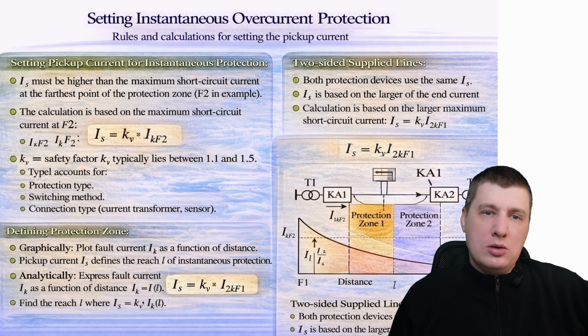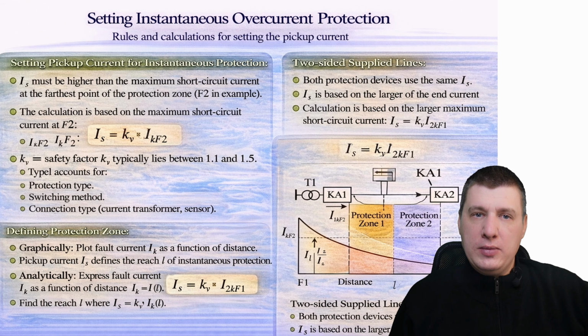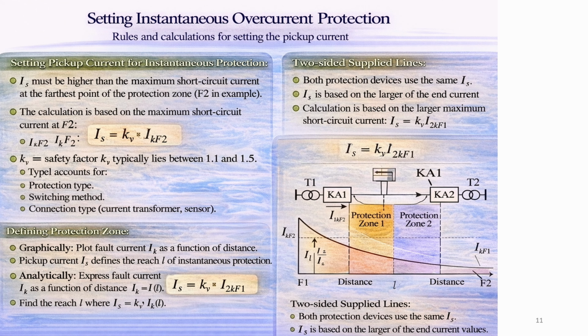Now we look at how instantaneous overcurrent protection is set in practice. The pickup current of instantaneous protection must be selected carefully. The key rule is simple. The protection must not operate for faults outside its protection zone. For a one-sided supply line, the most critical case is a fault at the far end of the protection zone, marked as F2. To ensure selectivity, the pickup current must be higher than the maximum short circuit current at this point.